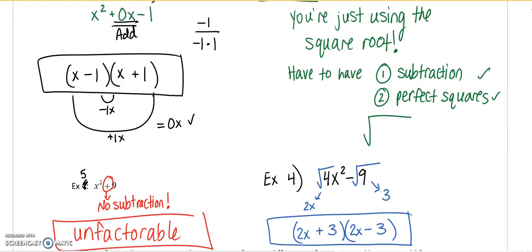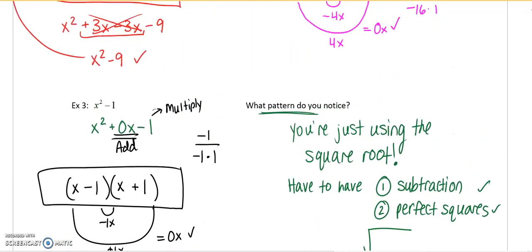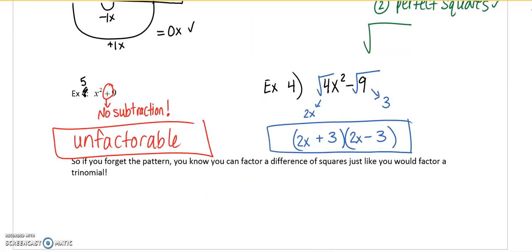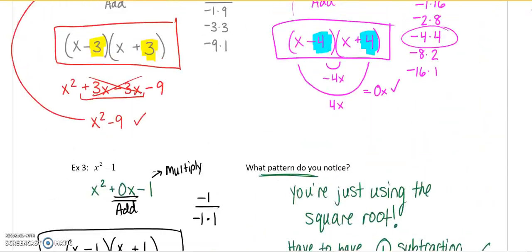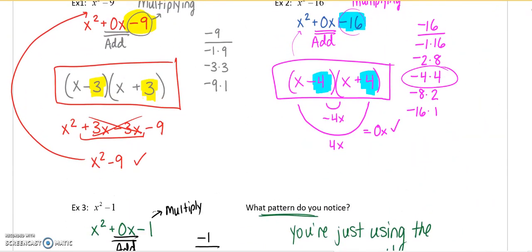Alright, so you know the pattern now. That might help you do it a little faster, but the good news is, as it says down here, if you forget the pattern, you can always factor these just like you would factor a trinomial, like we did the first few examples. You just have to remember to add that 0x in.